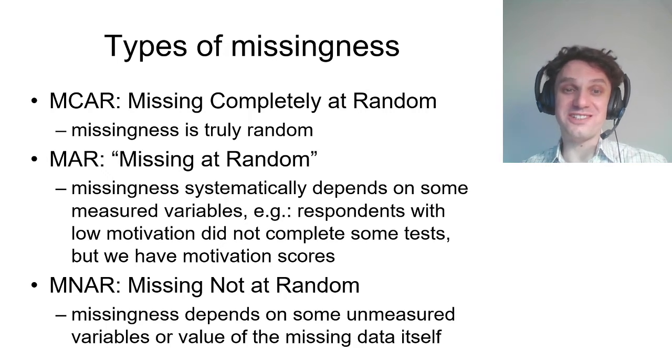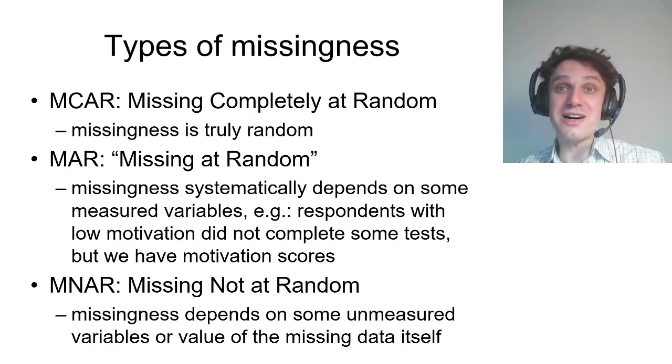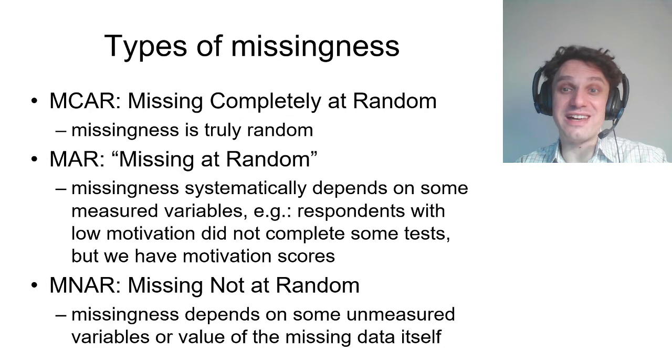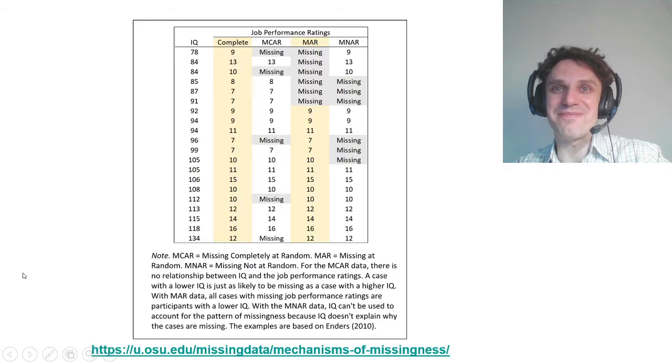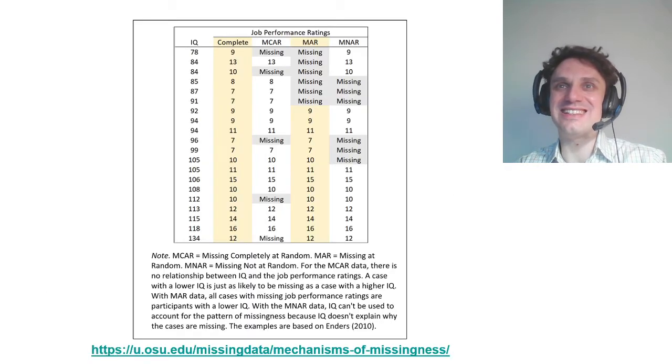And the most difficult situation is called missing not at random, when your missingness depends on some unmeasured variables that you don't know about, or, which is even worse, it depends on the value of the missing data itself. For example, your missing scores on an IQ test because people did not understand the instructions. They had very low IQ, and as a result, you have missing data, but which depends on the value of the measured data itself.